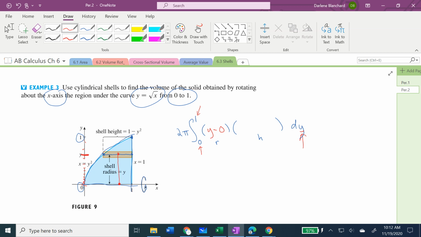Then for the height of the cylinder, that's the same as the length of the... I'm all twisted. My cord twisted around me and I couldn't move. Never mind.